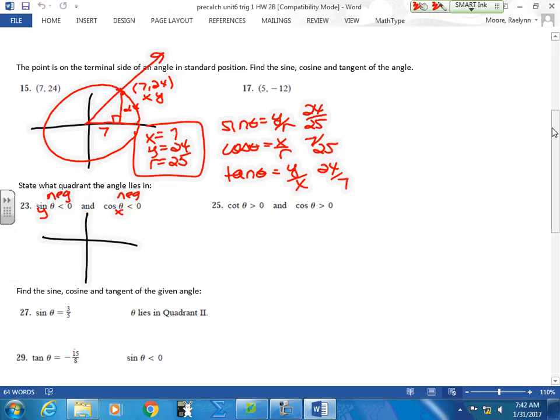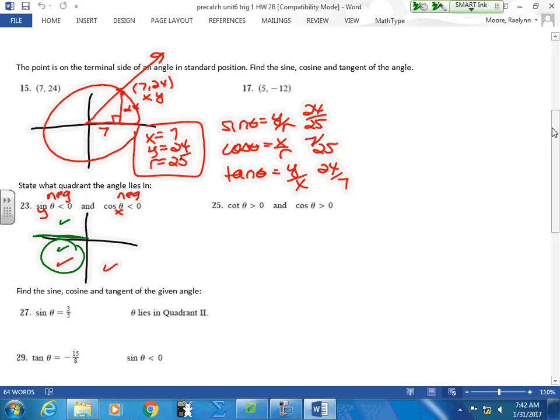So now, I look at this, I say, where is y negative? In what quadrants is y negative? Third and fourth. I put check marks. Then I look at the second part. I say, where is cosine negative? Where is my x negative? What quadrants? Right over here, right? 2 and 3. Where do they overlap? 3. So my angle is located in quadrant 3.